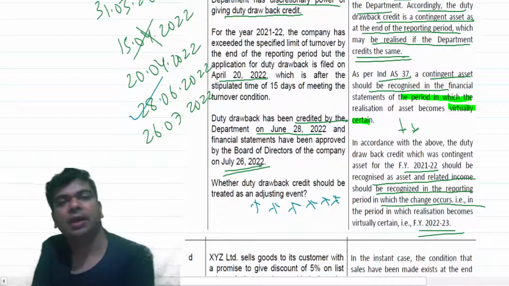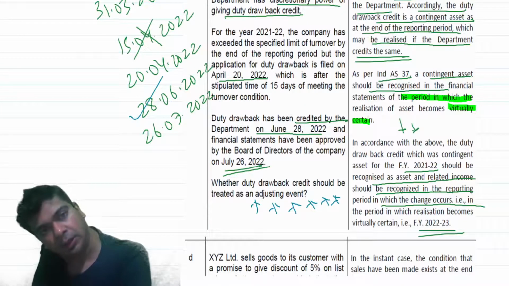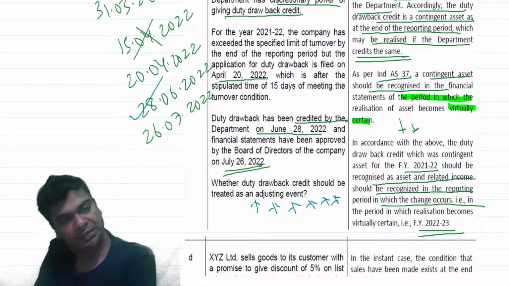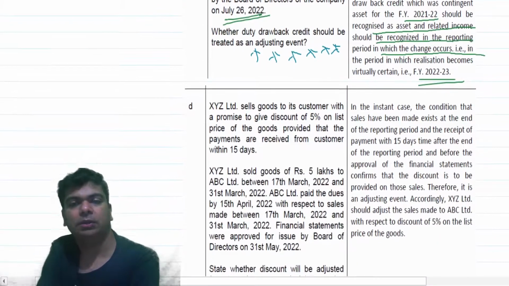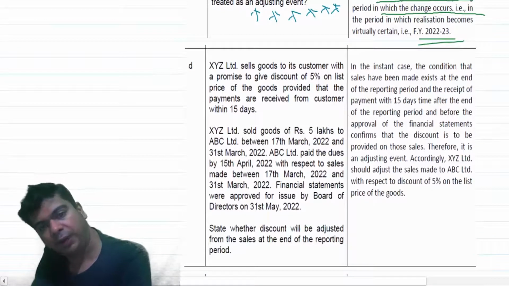2022-23. Okay, in the current year, you will be showing it as a contingent asset. Showing means you will be disclosing it in your notes. And in the next year, you will be able to show it as an asset. And whatever income that is getting generated, that will also be shown in the next year. That is financial year 2022-23.